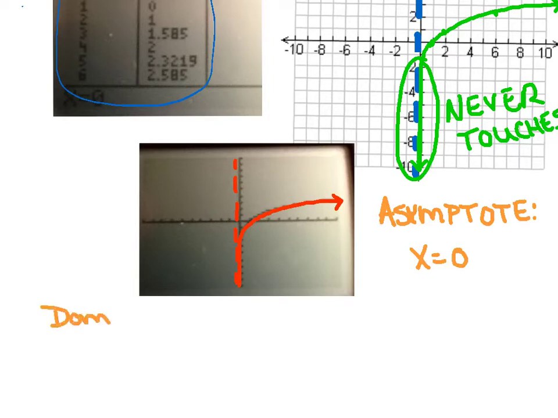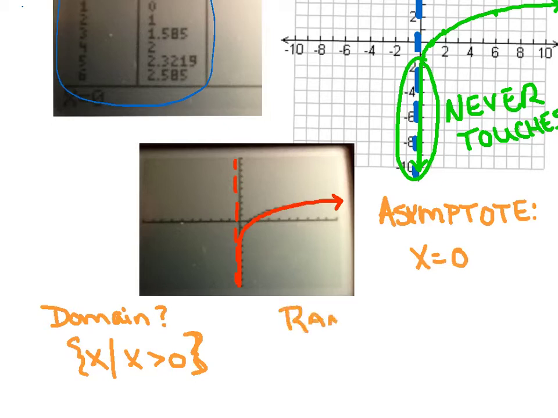Okay, how about domain? We're just kind of trying to squeeze these in wherever we can. The domain, we mentioned earlier, is the set of all x's such that x is greater than 0. That's our way of saying that x is allowed to be positive. That's it. No negatives. In other words, the graph lies entirely to the right of that vertical asymptote.